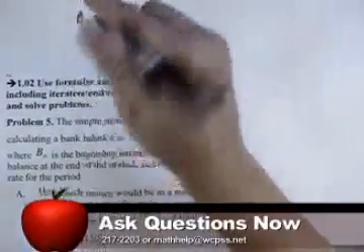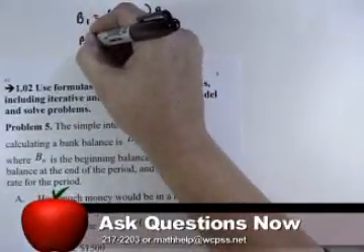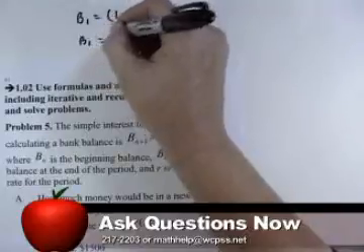So what is B sub 1? How much money are we going to have? So that's what we're solving for. B sub 1, which is year 1, is 1 plus, and it was at 5%.